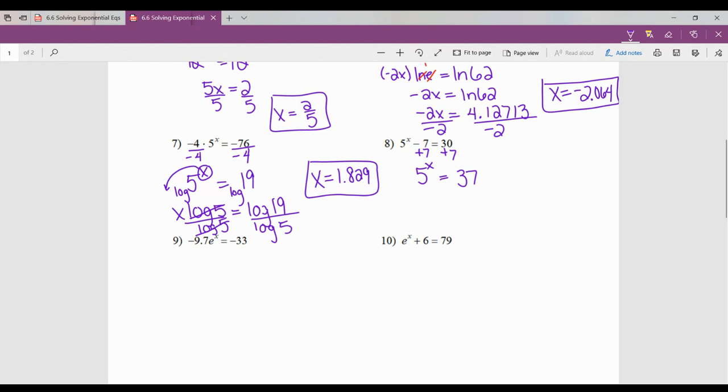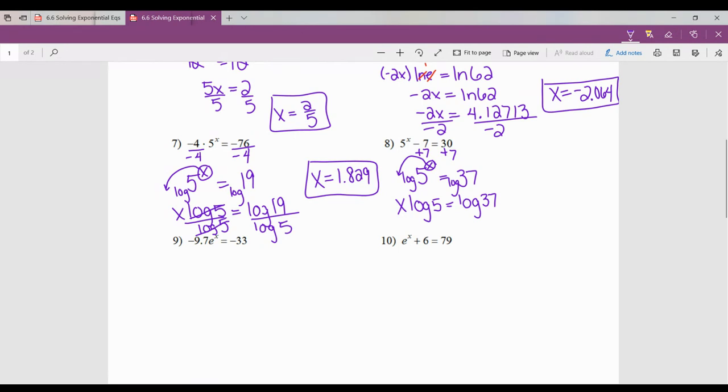Okay, so now I say, can I rewrite them so that they have the same base? Nope. So now we've got to use logs to solve them. So we log the left side and log the right side, because what we do to one side, we got to do to the other. I'm going to take that exponent and bump it down in front. x log 5 equals log of 37.